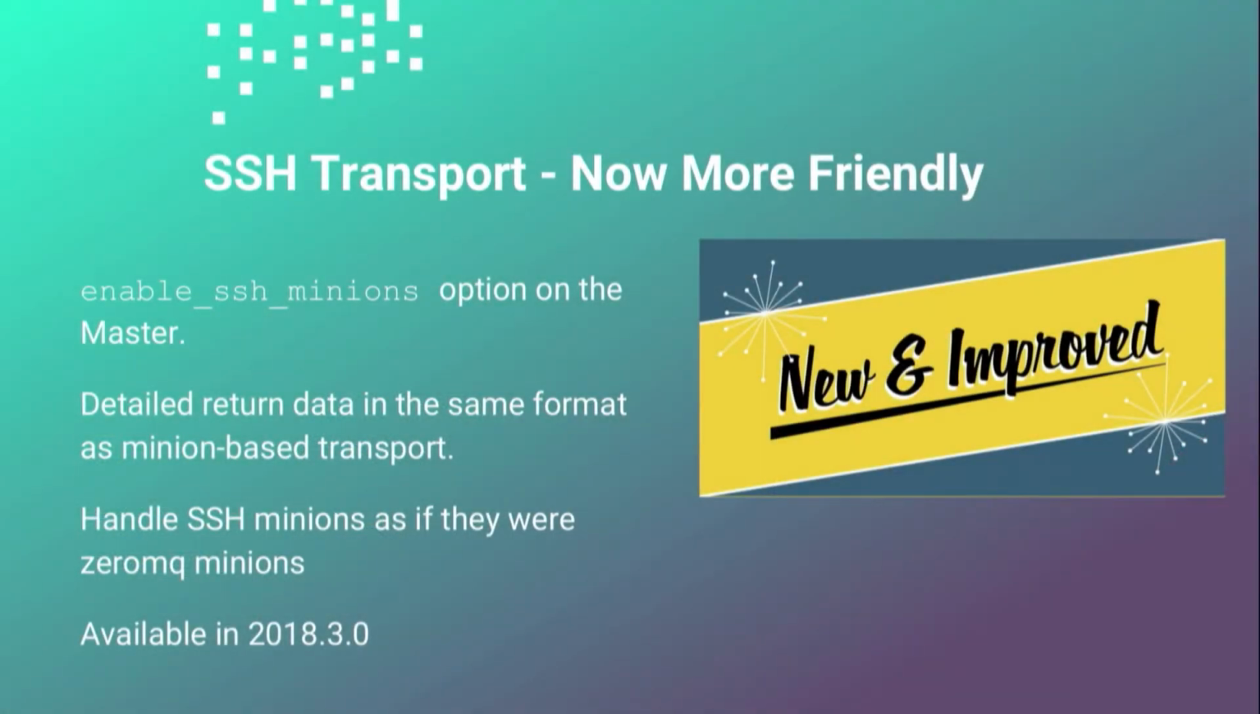And with the latest major release of Salt, 2018.3, is a new master option called enable_ssh_minions, which again further homogenizes the return data you're going to get back when you do this. The demo that I have today and the code we wrote were written before we were aware of that. So there's already room for improvement in what you're going to see here today.